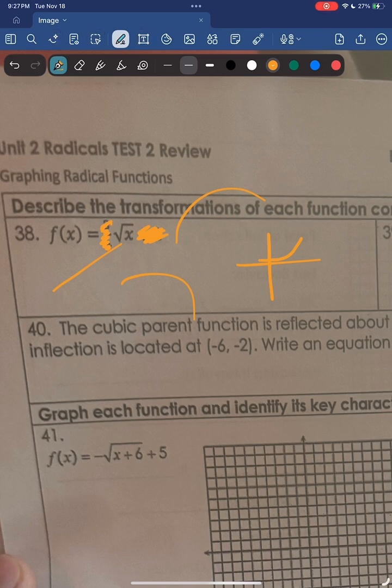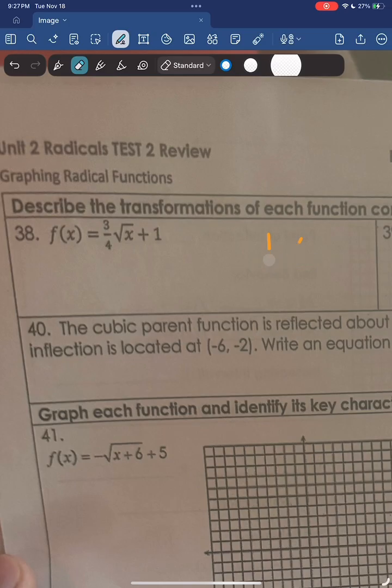So let me clear this off. They changed my notes app. Very upsetting. Okay. Let's change it to green.